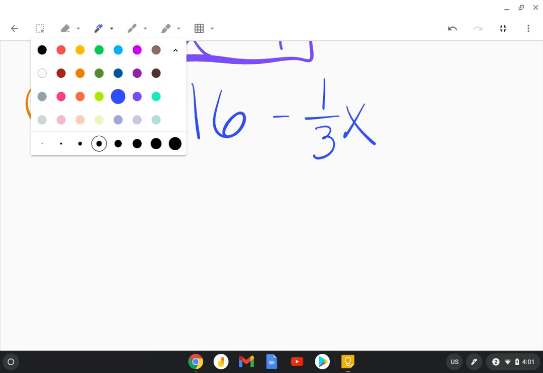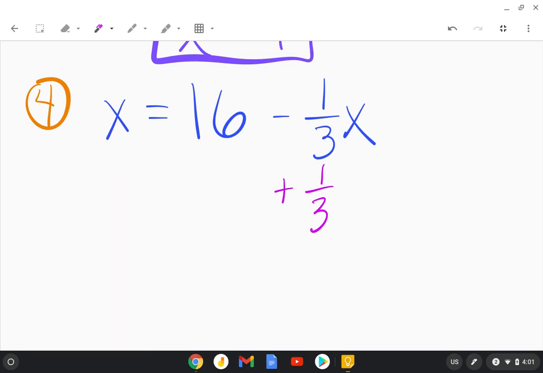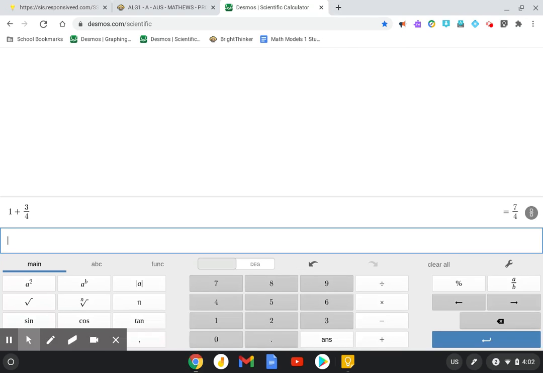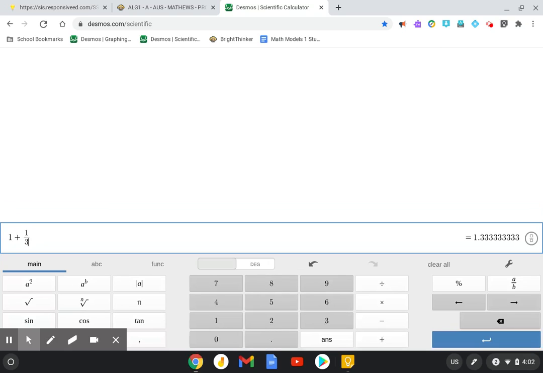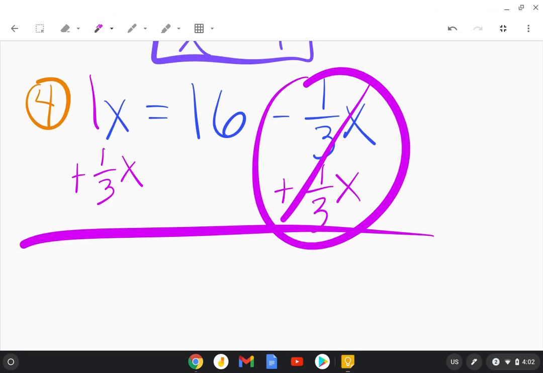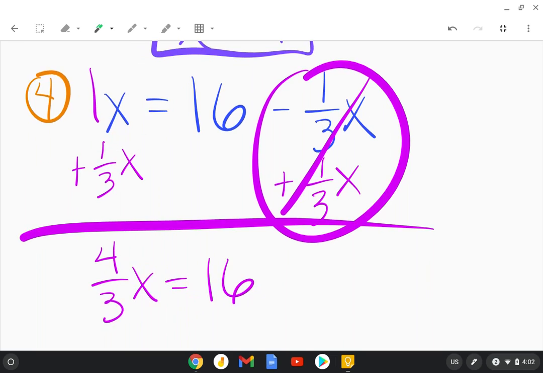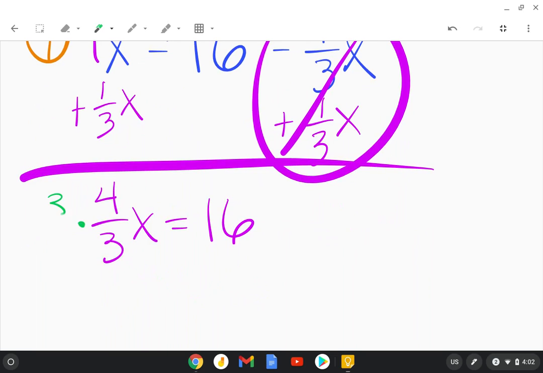All right, so in order to do this, we're just going to do what we've been doing all along. We're going to add 1/3 x. That is going to cancel out. And it's going to come over here and add a 1/3 x as well. Remember, this is a 1x, so it's 1x plus 1/3 x. If we go over to our calculator, we can add 1 plus 1/3, and we get 1.333. And if I click this symbol after it, it turns it into 4/3. That is the equivalent fraction to that decimal. So then this becomes 4/3 x equals 16. And you should remember from the last lesson that when I have a fraction times x, I want to multiply times the reciprocal.